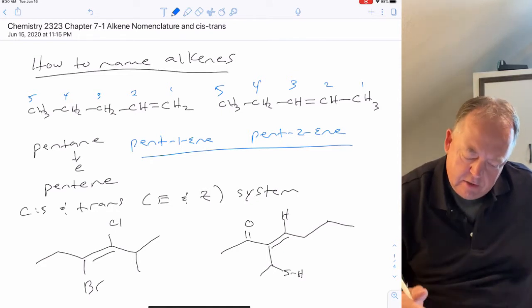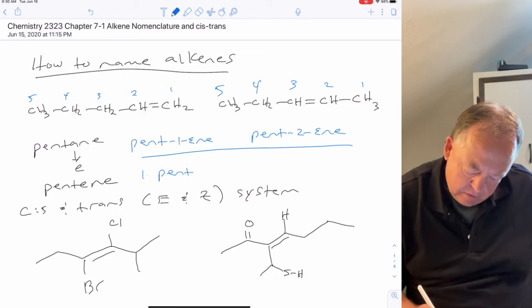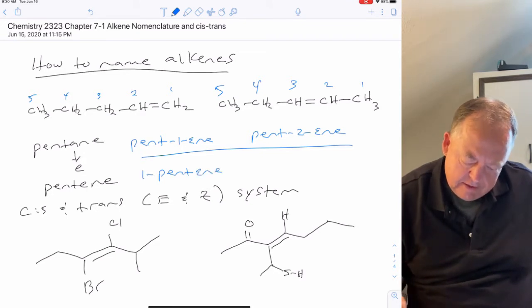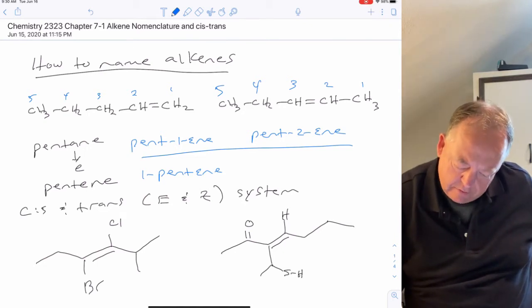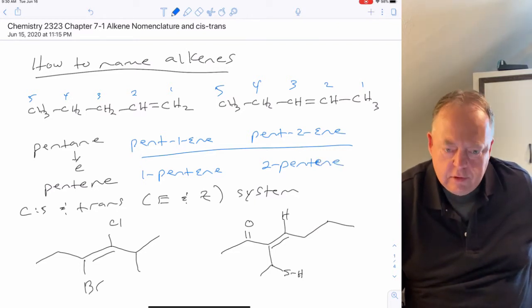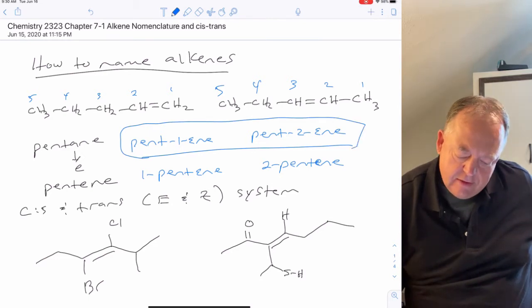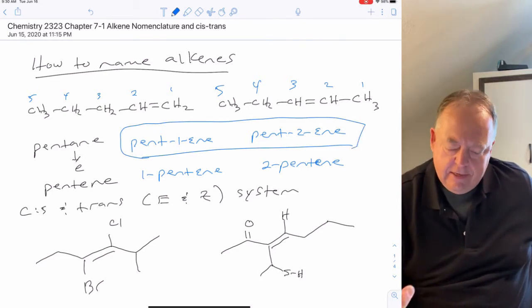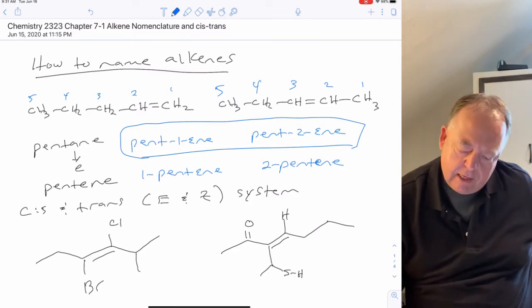The older way to name it, when I first learned organic chemistry, is to put the 1 at the front of the parent, so that would be 1-pentene and 2-pentene. You see that done still all the time, but putting the 1 right before the letters that tell you it's an alkene is the more conventional way to name things, and that's the way that I prefer that you do it.